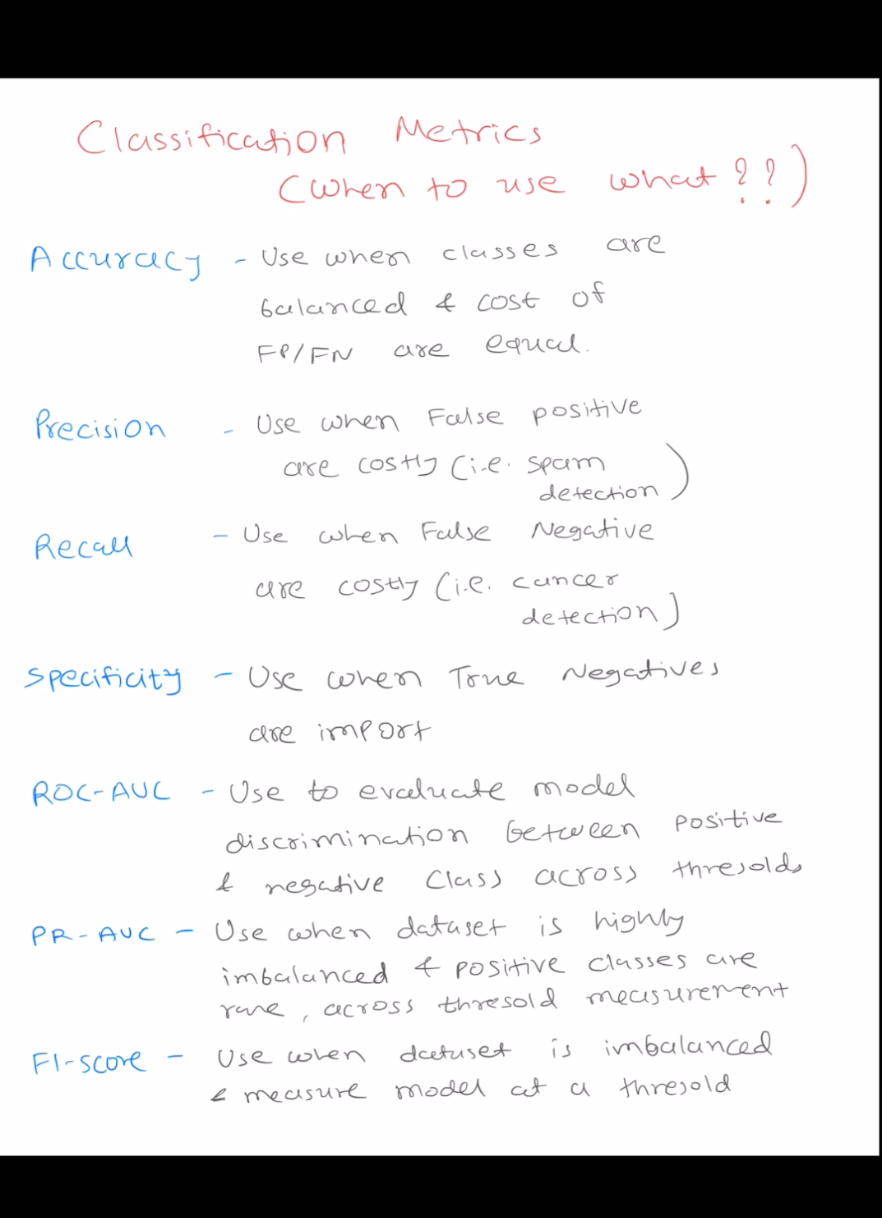If your data set is highly imbalanced and you have very few examples of positive classes, and you want to evaluate the model across the thresholds, right, then you can go with the PR-AUC score. And if you have already decided the threshold and your data set is imbalanced, then you can go with the F1 score as your evaluation metric. So this is all, and thank you very much for watching this video throughout.